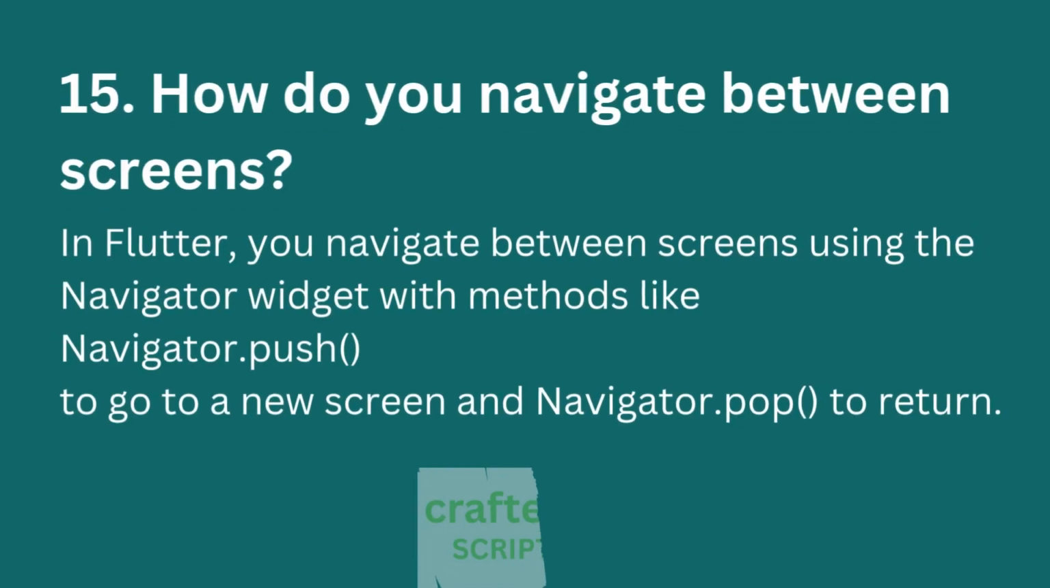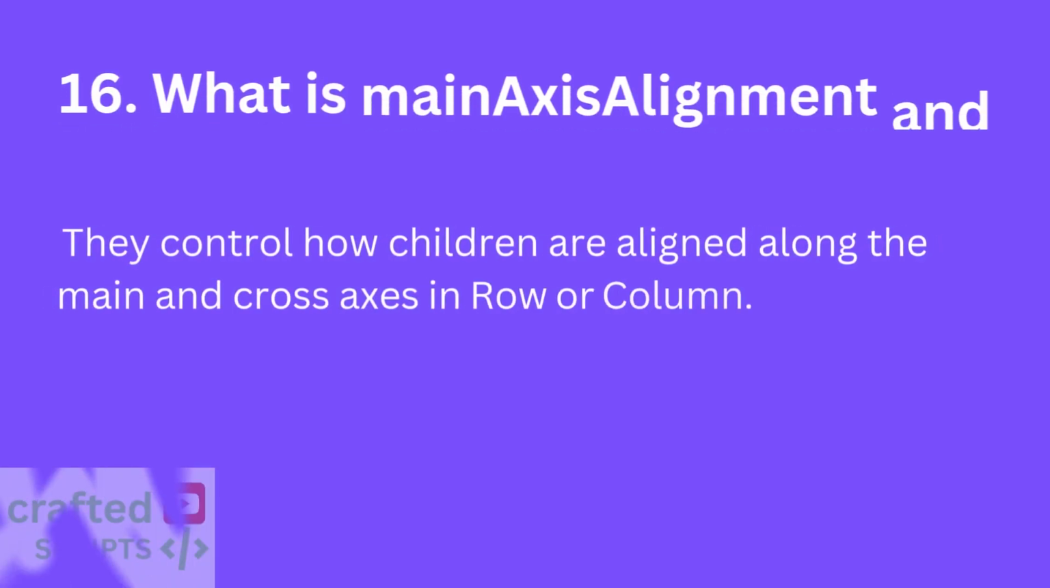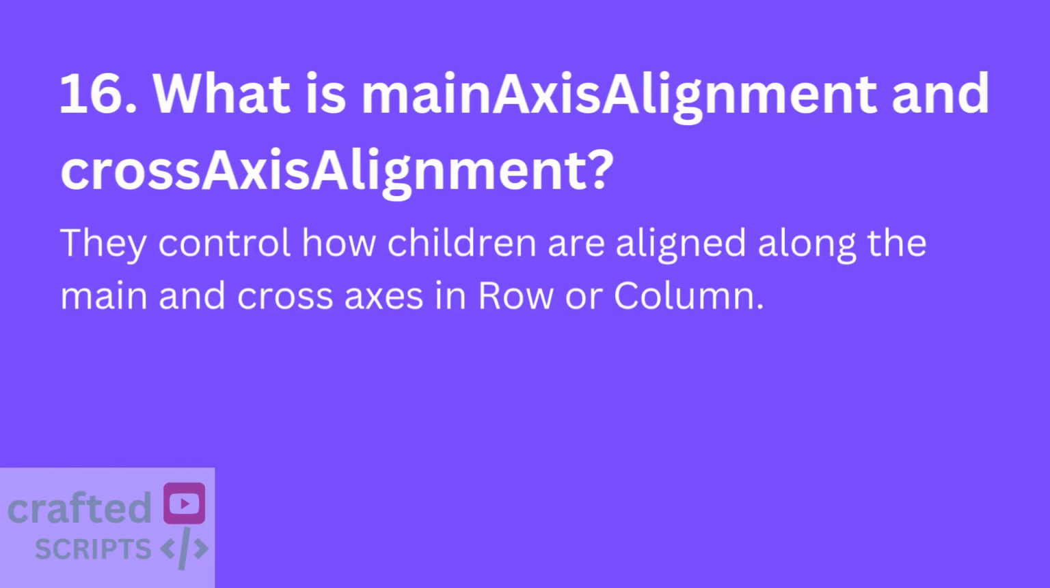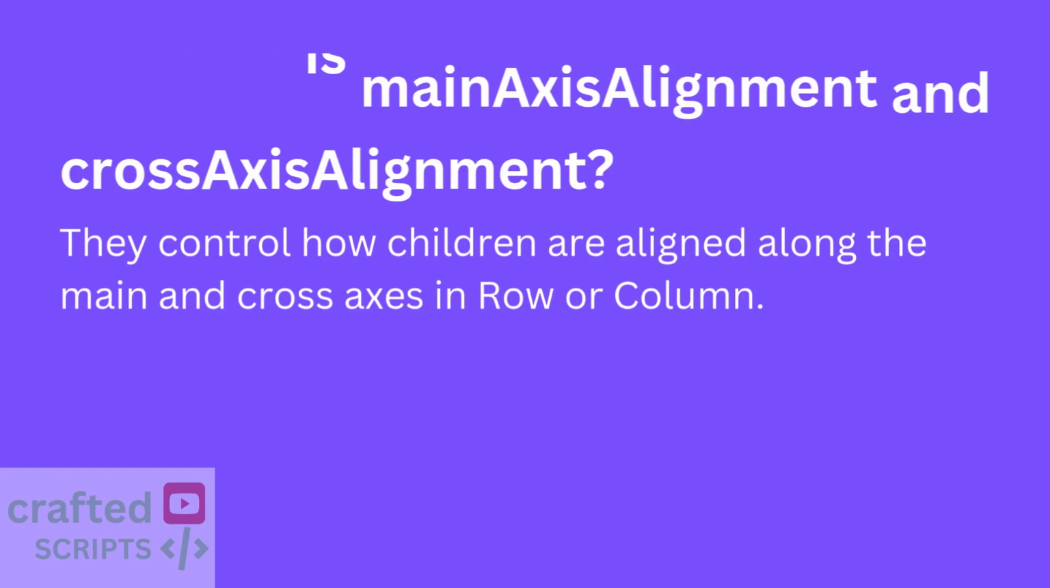Question number 15. How do you navigate between screens? In Flutter, you navigate between screens using the Navigator widget with methods like Navigator.push to go to a new screen and Navigator.pop to return. Question number 16. What is main axis alignment and cross-axis alignment? They control how children are aligned along the main and cross axes in a row or column.